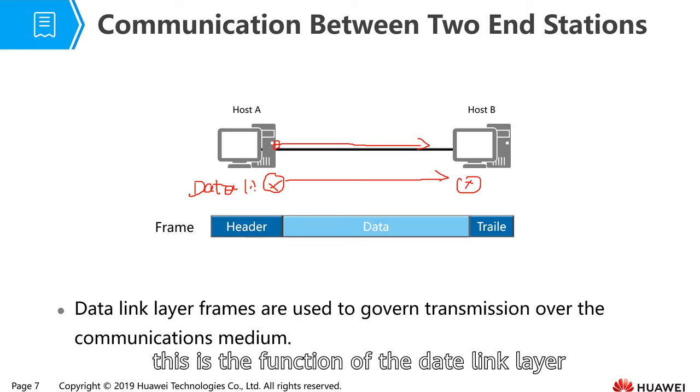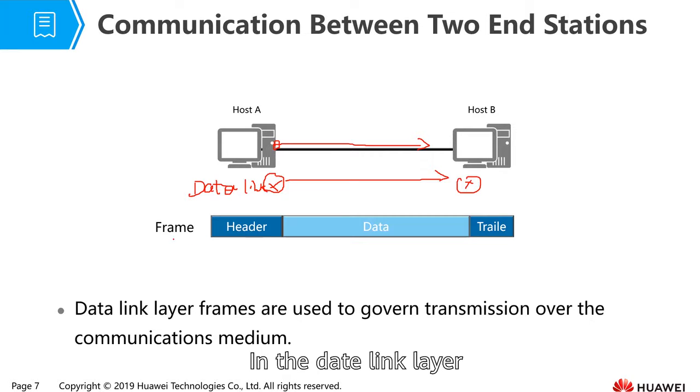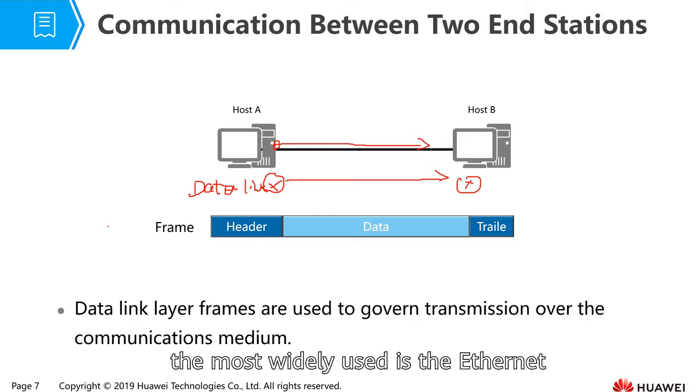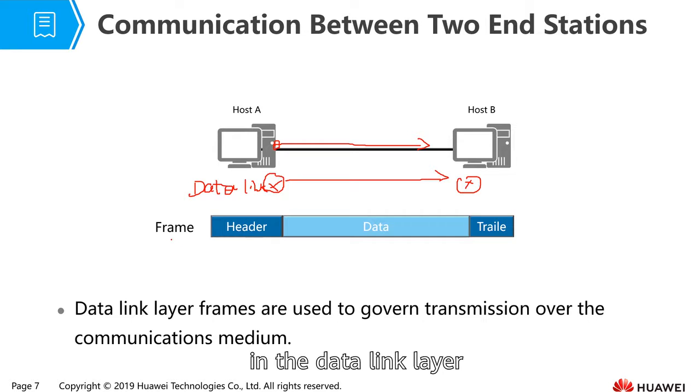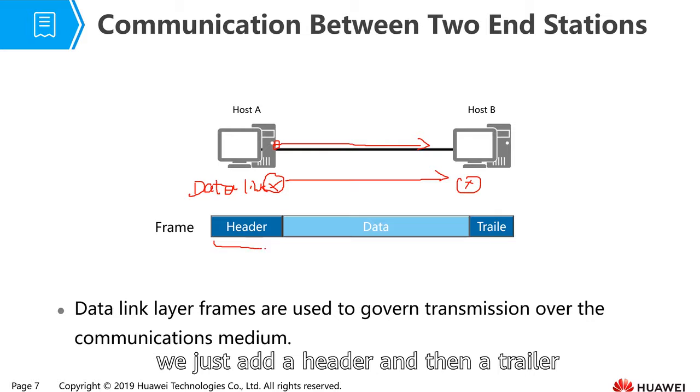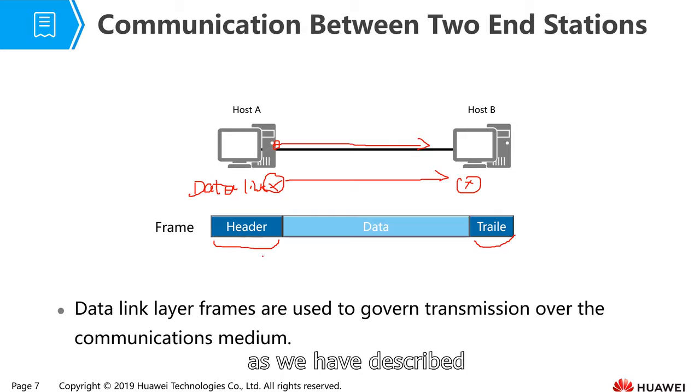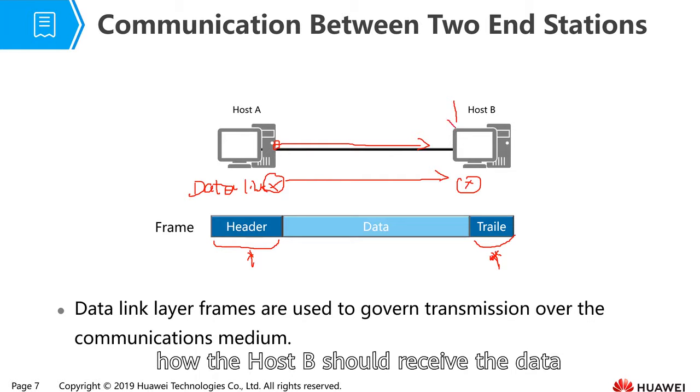In the data link layer, of course, the most widely used is Ethernet. We focus on Ethernet. In the data link layer, we just add a header and then add a trailer. We have described that the trailer is used to check if the data is correct when data is communicating between these two computers. And the header contains the address to decide whether just host B or another host should receive this.